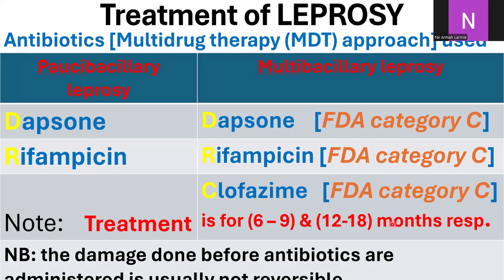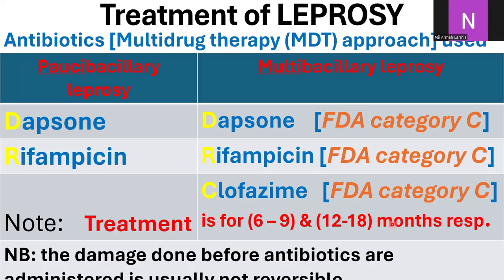Now, in the situation of multibacillary leprosy, a third drug is added to the first 2 we are using in pauci leprosy: clofazimine. So now it becomes dapsone, rifampicin, clofazimine. In the case of multibacillary leprosy, treatment can last for 12 to 18 months.